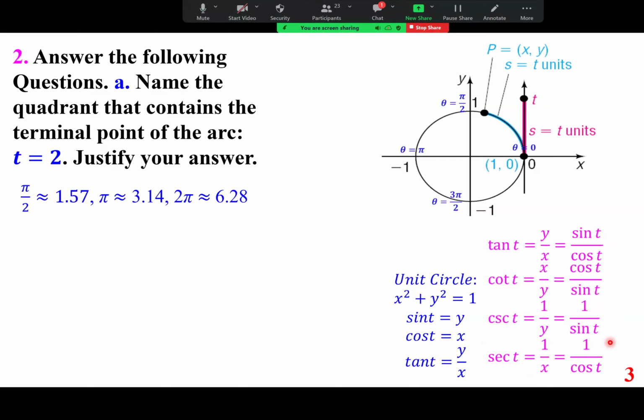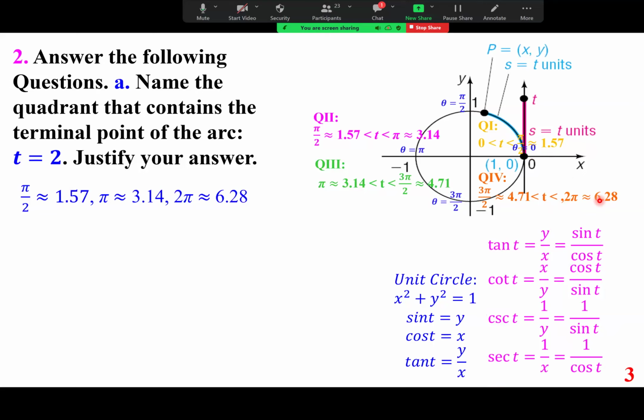So pi is about 3.14, 2 pi is 6.28, and pi over 2 is about 1.57, roughly. So this is 0, this is pi over 2, this is pi, this is 3 pi over 2 precisely. In the first quadrant, the arc t is somewhere between 0 and pi over 2, that means 0 and 1.57, roughly. In the second quadrant, it is between pi over 2 and pi, or 1.57 and 3.14. In the third quadrant, between pi, or 3.14, and 3 pi over 2, or 4.71 roughly, and the fourth quadrant, between 3 pi over 2 and 2 pi, which gives you 4.71 and 6.28.